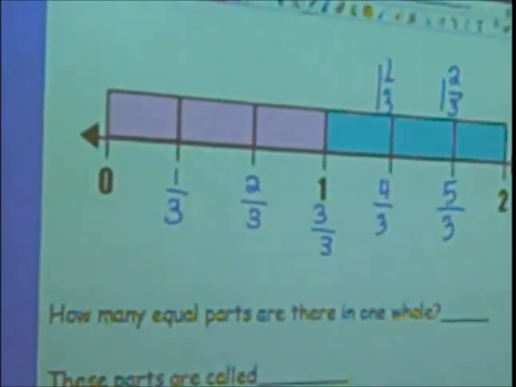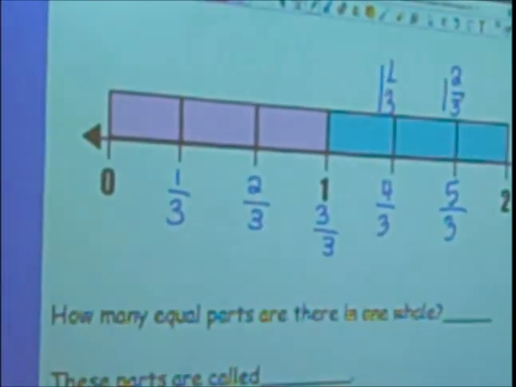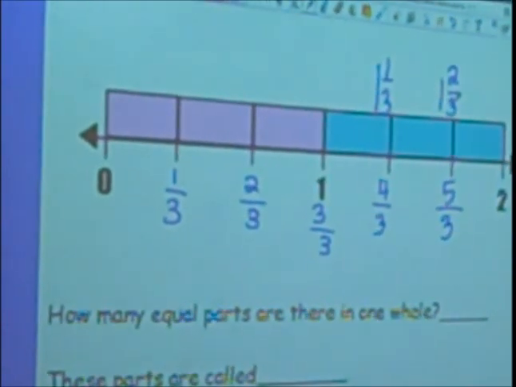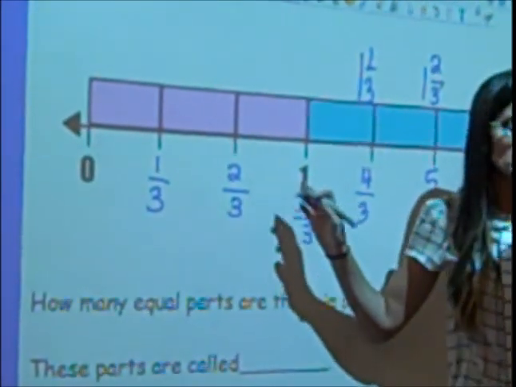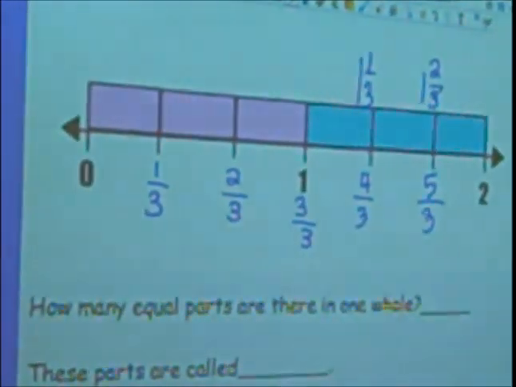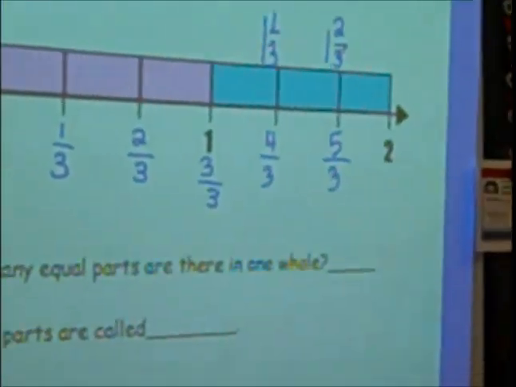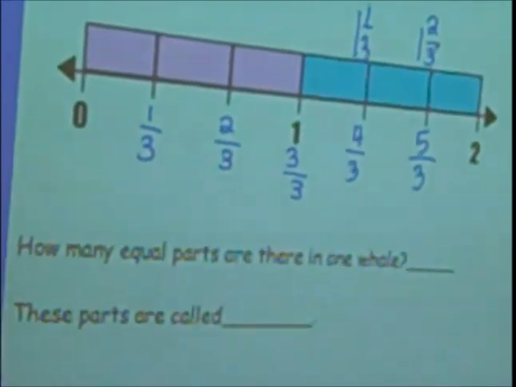One of the things I did see today was that some friends just looked from 0 to 2 and thought that was the whole. So they would say, oh, well, there's 1, 2, 3, 4, 5, 6 parts. But they have to look very carefully at where their numbers are. They can go from 0 to 1, or some of our number lines don't start at 0. They might go from 1 to 2 to 3. So just knowing to look in between the whole numbers is going to give them their parts.